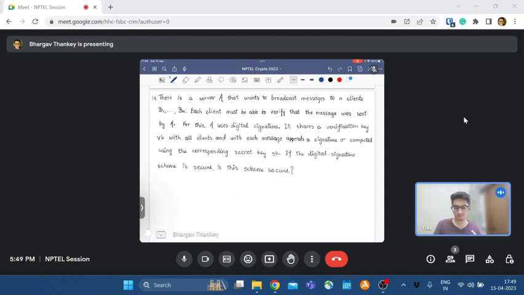So the next problem is there is a server A. It's the exact same situation, but now we use digital signatures. There is a server A that wants to broadcast messages to n clients P1 to Pn. Each client must be able to verify that the message was sent by A. For this, A now uses a digital signature. It shares the verification key VK with all the clients, and with each message appends the signature sigma computed using the secret key SK. The digital signature scheme is secure. Is this scheme secure or not?